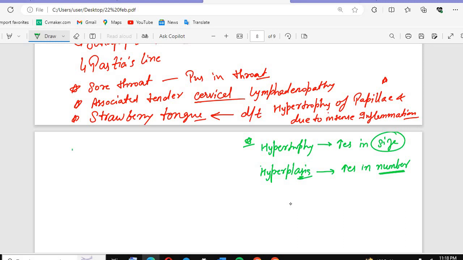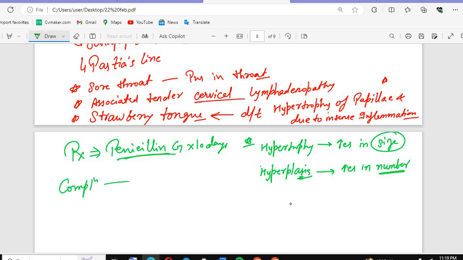Then what is the treatment? Remember the treatment for scarlet fever is again penicillin G. That is the treatment of choice, and we give it for a minimum of 10 days. You need to remember penicillin G; no need to remember the duration. What are the complications? You already know: acute rheumatic fever. It can also lead to post-streptococcal glomerulonephritis. Both these complications are possible.